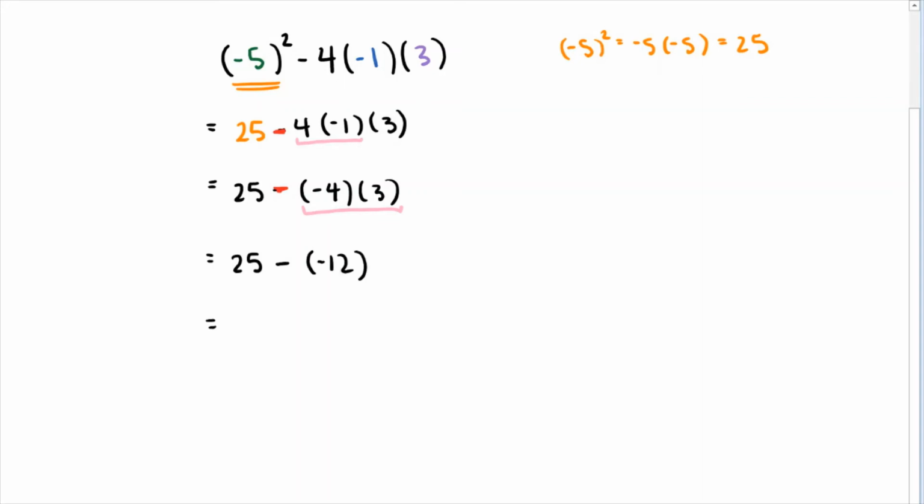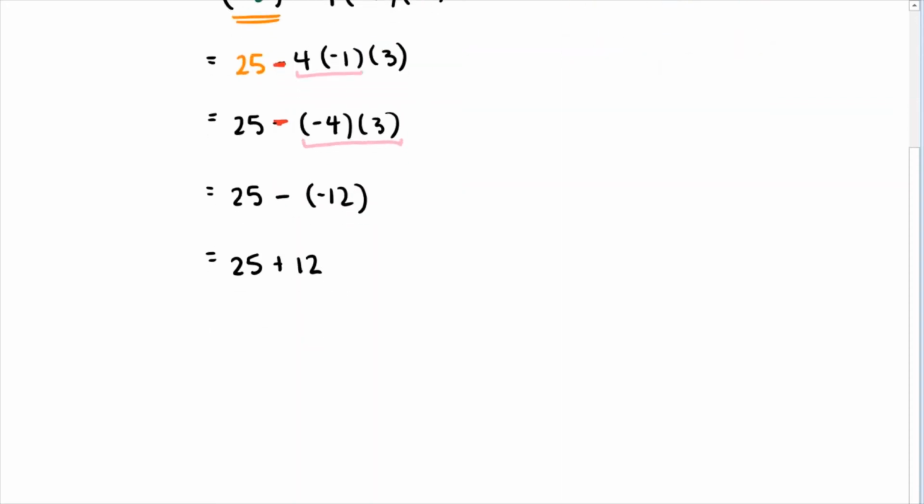And then subtraction is just adding the opposite, so I could rewrite this as, instead of 25 minus -12, I'm going to add the opposite of -12 to get +12 there. 25 plus 12 gives me 37, right? If I add 10, I get 35, and then I add 2 more, that takes me to 37.